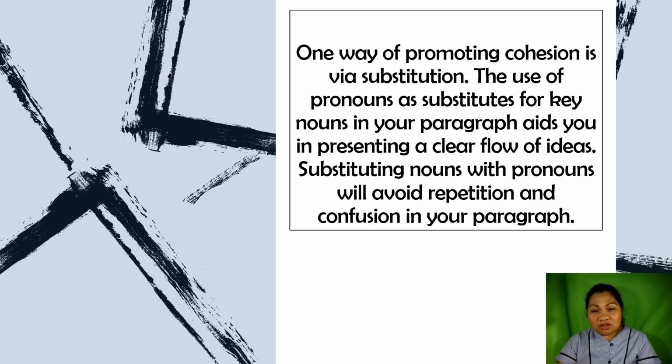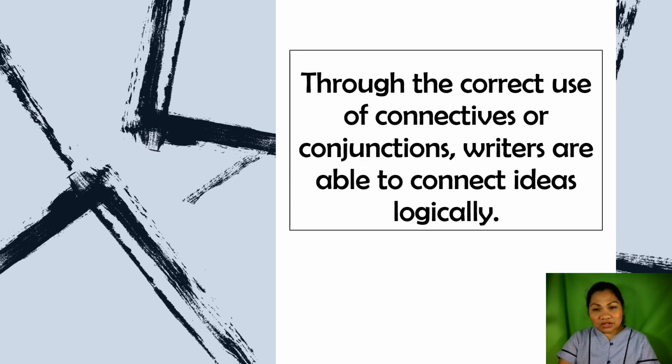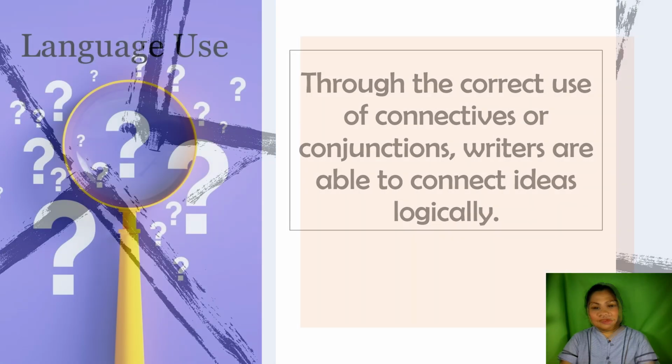One way of promoting cohesion is via substitution. The use of pronouns as substitutes for key nouns in your paragraph aids you in presenting a clear flow of ideas. Substituting nouns with pronouns will avoid repetition and confusion in your paragraph. Through the correct use of connectives or conjunctions, writers are able to connect ideas logically.